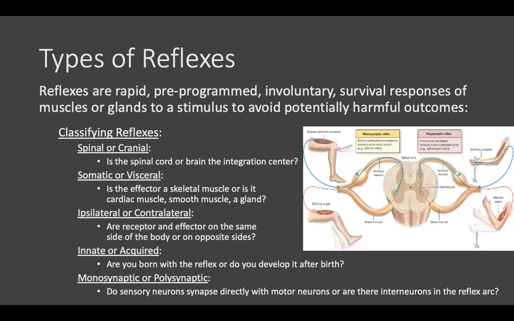And again, that will go up to a cranial reflex as well, because that will go to the brain first, which then causes us to have a production of insulin from the pancreas once we send a signal back down. Innate or acquired is also one that's interesting. Innate basically meaning that you were born with the reflex. It's something that you have always had, versus an acquired reflex where basically you developed it after birth.